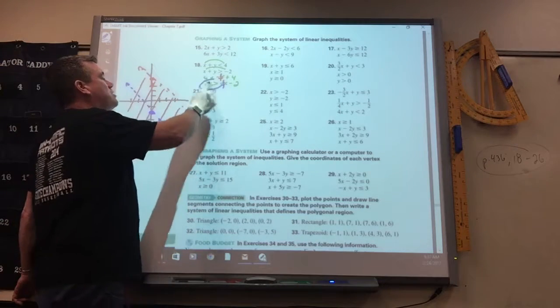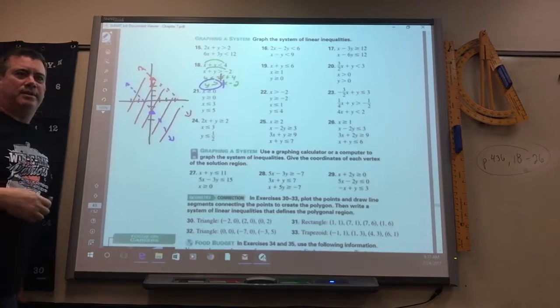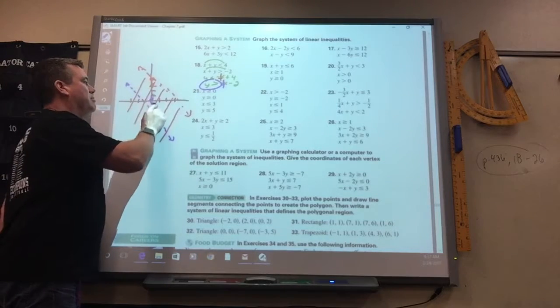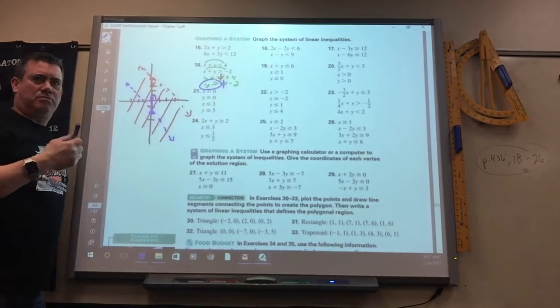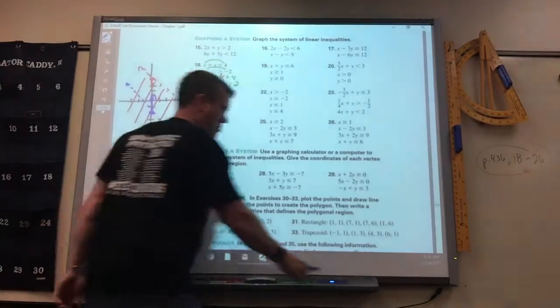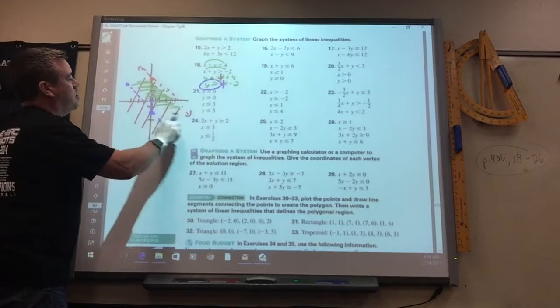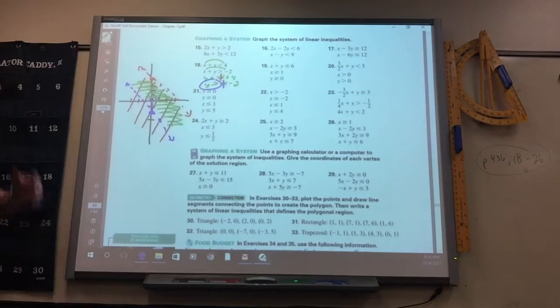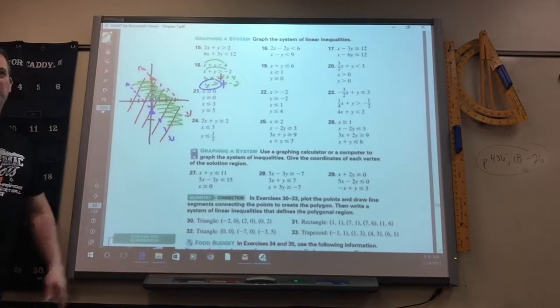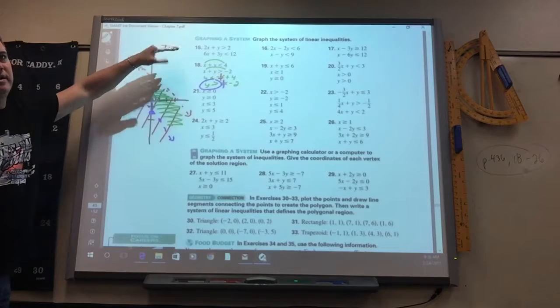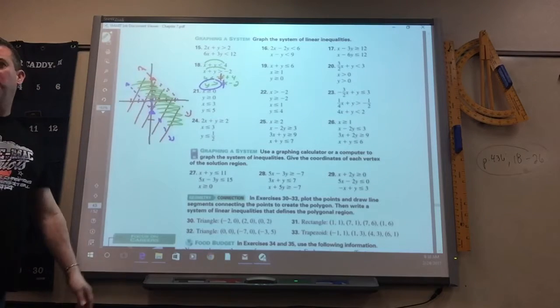But this one says y is greater than. So it's shaded above. So can you see where it's going to be shaded by both? Right in between. Because this one is less than, this one is greater than, so they intersect. Everything in between.